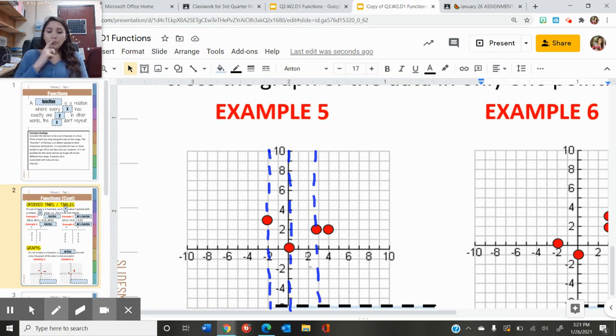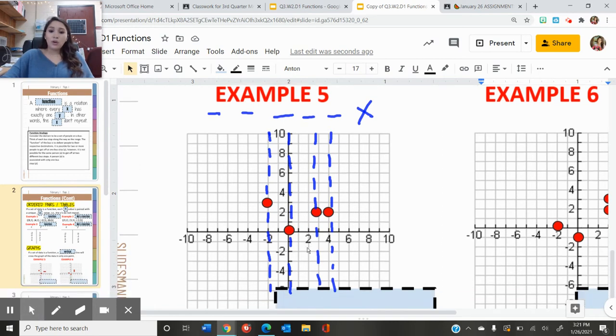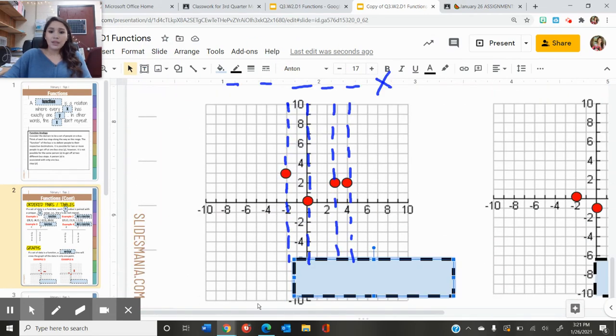Now what's going to trip some people up is they're going to draw their line horizontally. Now that is wrong. It is not called the horizontal line test, it is the vertical line test. So if you were to have drawn this horizontally, you would have thought that this was not a function. But if I keep going, I see that if I keep doing my vertical line test, it never crosses through more than one point. So that means that example 5 is a function.